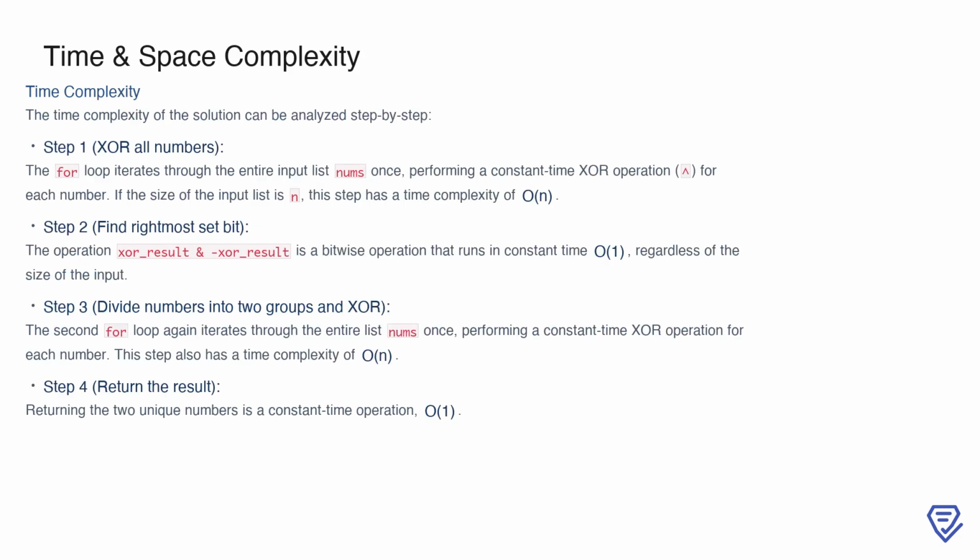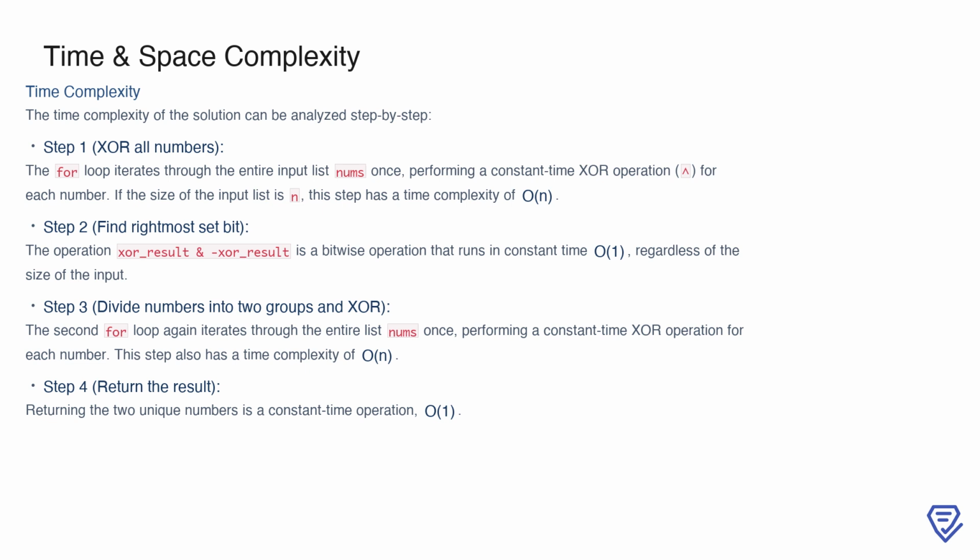Here, we break down the time complexity of the solution step by step. First, in step 1, we iterate through the entire input list nums using a for loop. During this iteration, we perform an XOR operation for each number, which is a constant time operation. If the list has n elements, this step takes O(n) time. In step 2, we use the operation XOR_result & -XOR_result to isolate the rightmost set bit. This is a bitwise operation that executes in constant time, O(1), regardless of the input size.